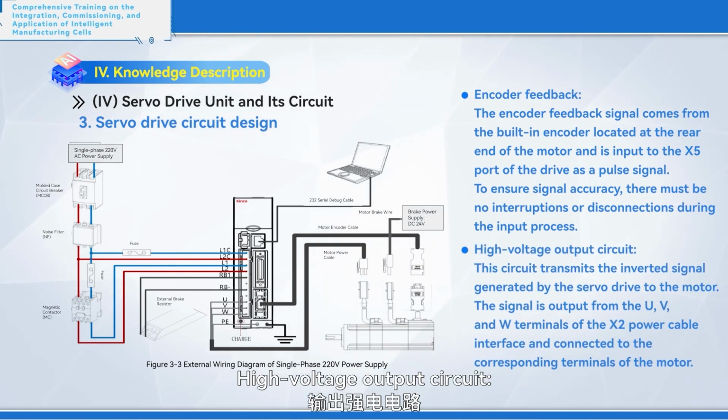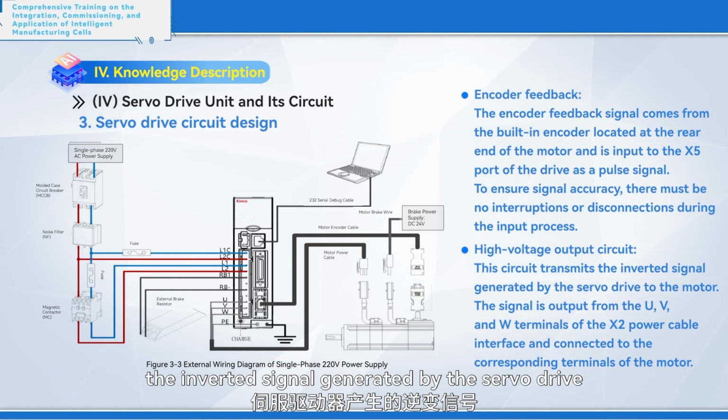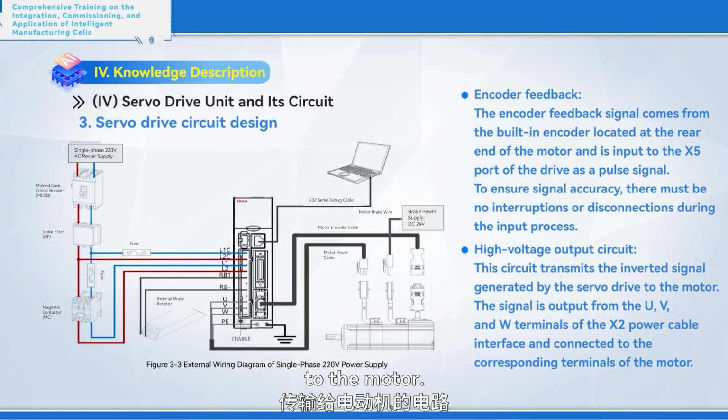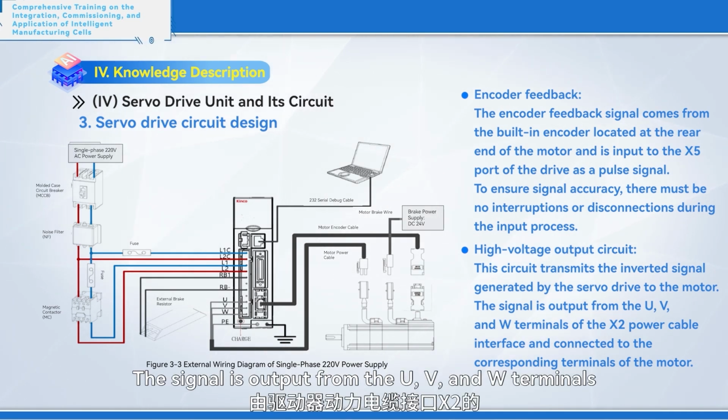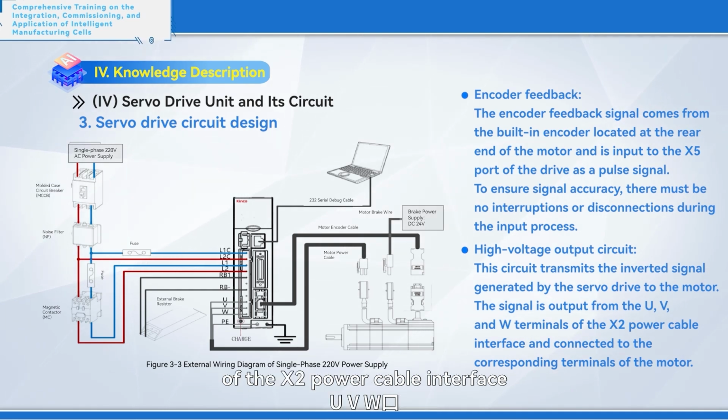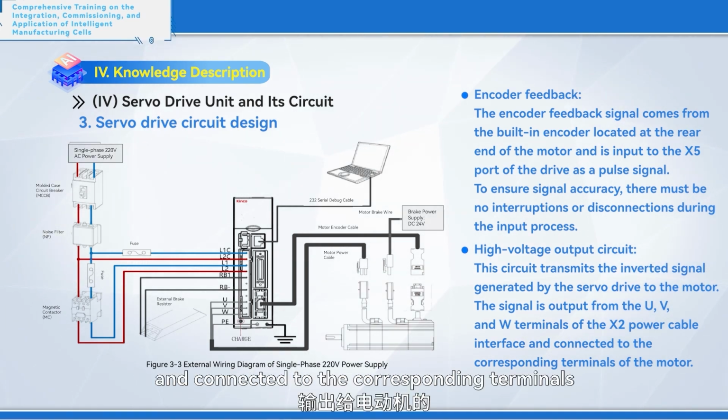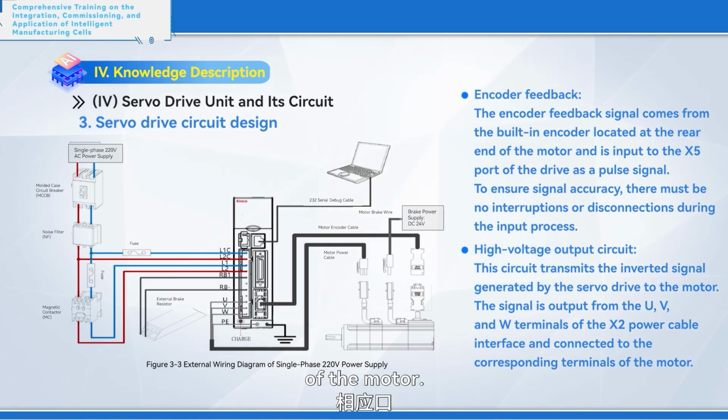High voltage output circuit. This circuit transmits the inverted signal generated by the servo drive to the motor. The signal is output from the U, V, and W terminals of the X2 power cable interface and connected to the corresponding terminals of the motor.